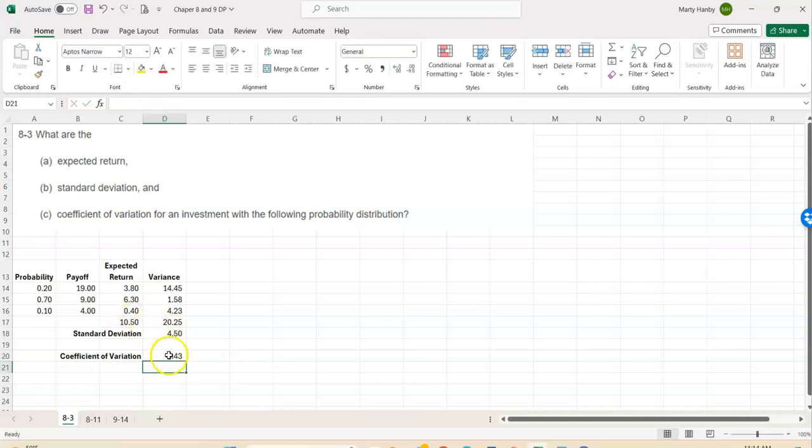So when we talk about the coefficient of variation, lower is better. Higher is less desired. So 0.43 is the coefficient of variation for this portfolio with these payoffs.